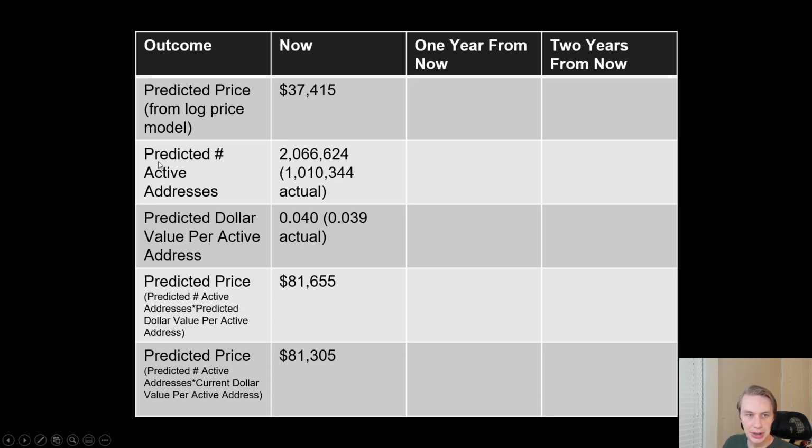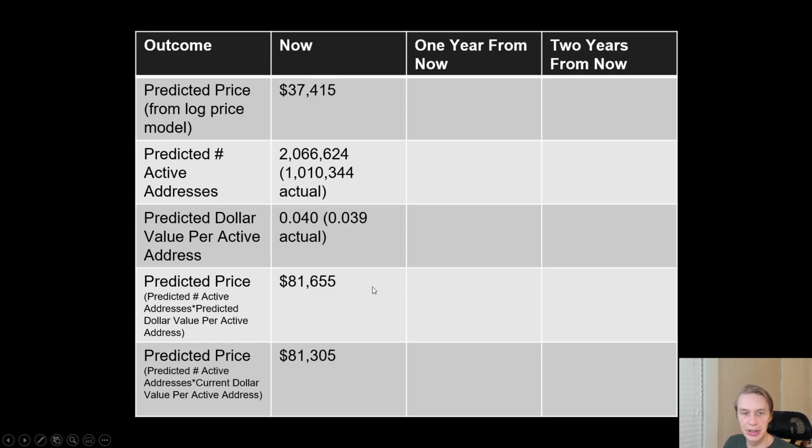Here, what we're doing again is we're multiplying these two things together, basically. So just 2 million times 4 cents. And that gets us to $81,655 as the fair value. And that's interesting because, again, as we're trading at around 39K, this is quite a bit higher than where we are right now. This is about double where we are right now, which is a very different outlook than this model. And then, of course, if you're using the actual value, it doesn't change much because these are basically the same, so around 81K as well.